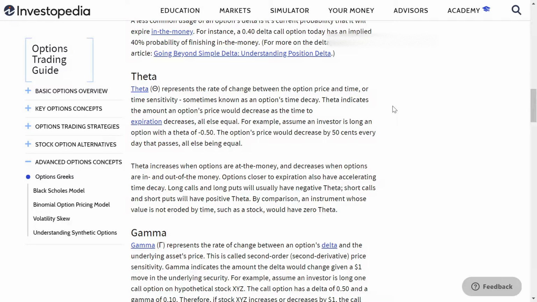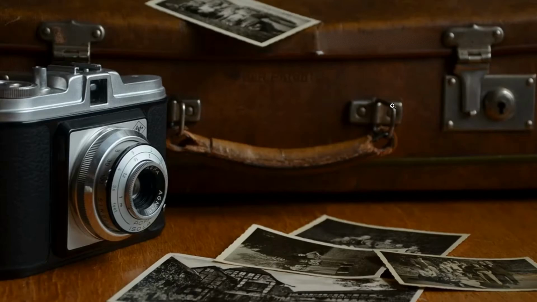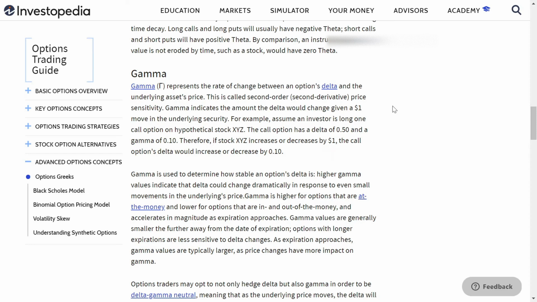I'm going to be getting into that in just a second, but I'm going to wrap up some of the other Greeks here. Gamma.